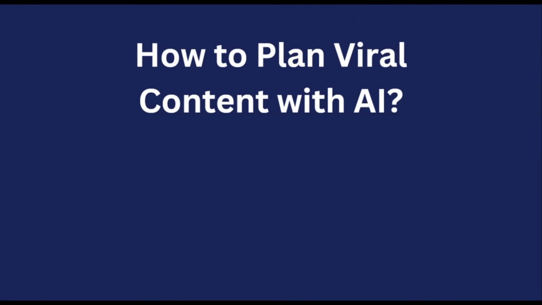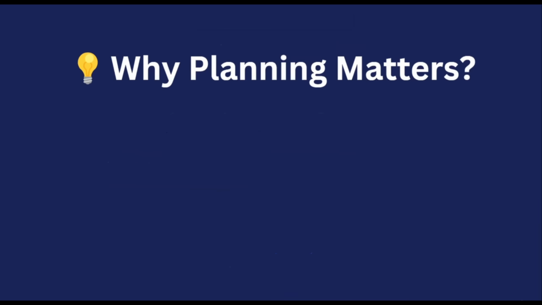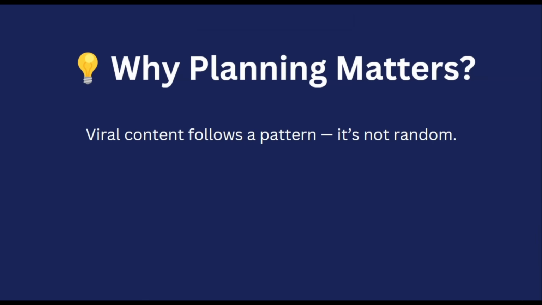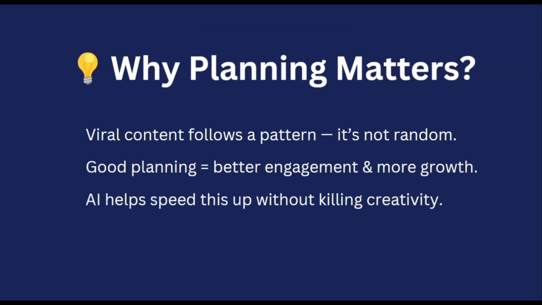How to plan viral content with AI. You can plan your viral content using the help of AI to find ideas, write hooks, and structure content that grabs attention. So why does planning matter? Planning matters because viral content always follows a pattern. It's not just random. If you plan well, it's always going to lead to you creating better content, which is going to lead to better engagement and more growth. And AI helps speed this up without killing your creativity.